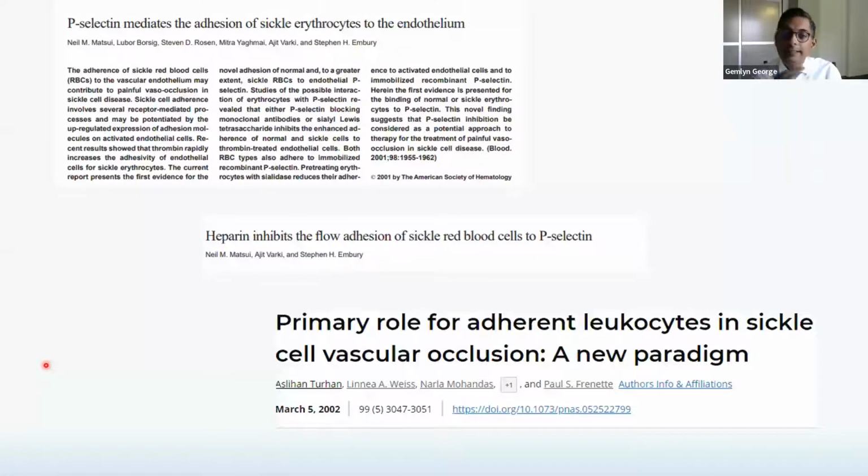But if you had SS mice that were deficient in P and E selectins, you didn't have leukocyte recruitment. And if you didn't have leukocyte recruitment, you didn't have vaso-occlusion. So this is a big change. It wasn't just the polymers, it wasn't just the RBCs. You had leukocytes in the picture as well.